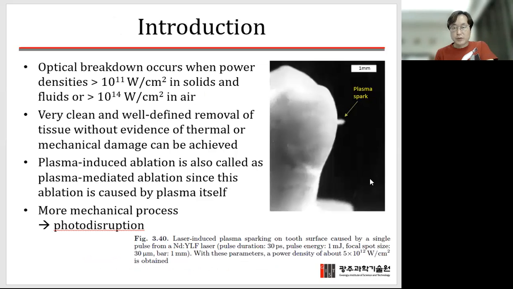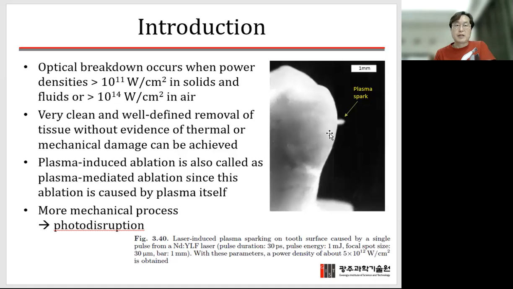So this photo here is basically a time-captured photo of when you use a high power but short duration laser on the surface of a tooth. And then you can see something came out. And that is actually the plasma spark.